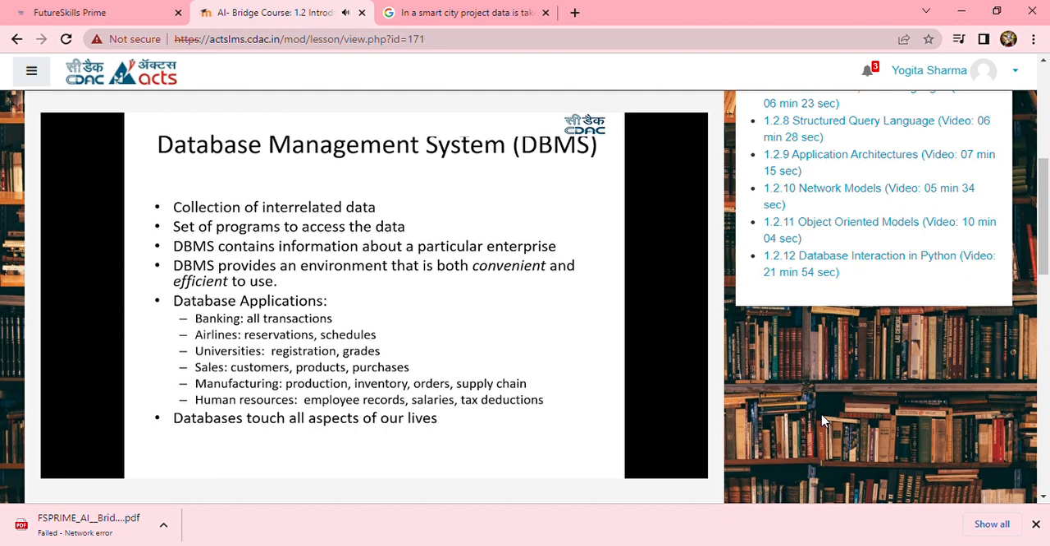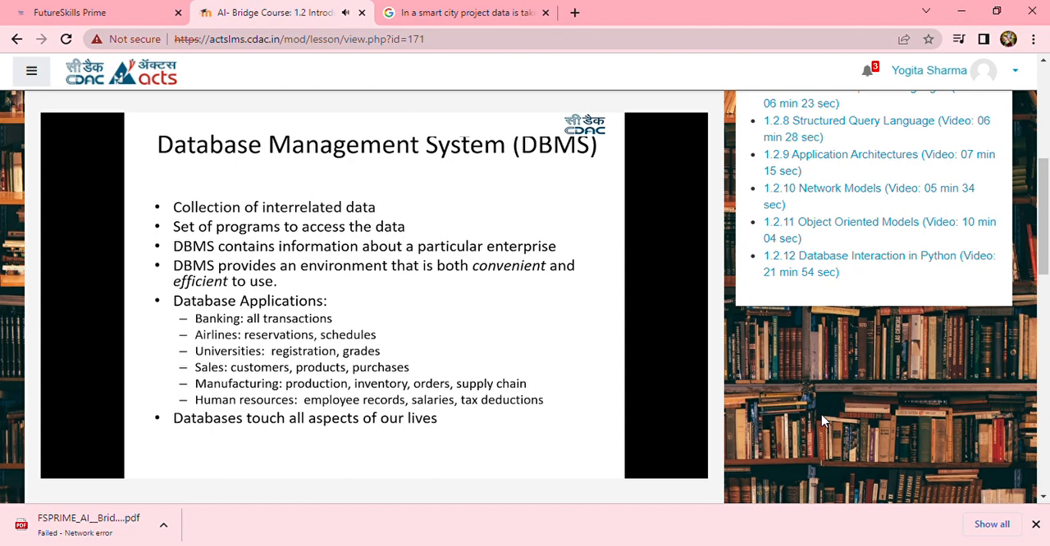Now, a database management system contains information about a particular enterprise. That means every company or every enterprise has its own database management system and captures the data. A database management system provides an environment that is both convenient and efficient to use. Hence, you need to capture the data in a very clear, structured format so that your data gives you the answers to the set of queries.